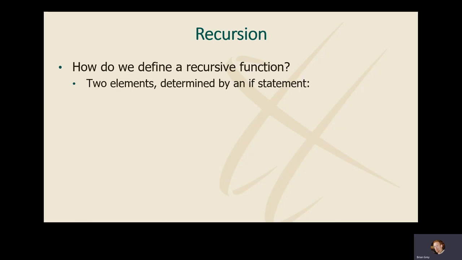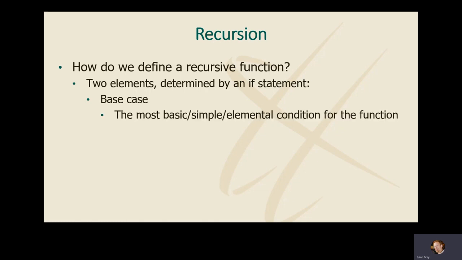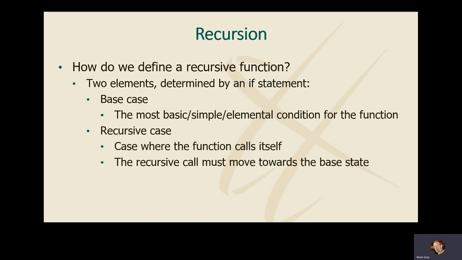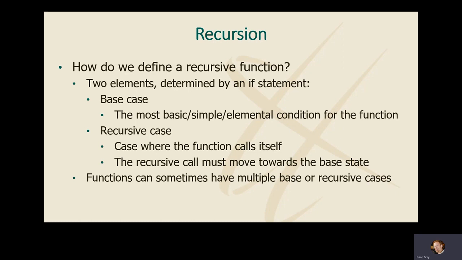They're separated by an if statement. So we have a base case, which is the most elemental condition for the function, right? It is the thing that we are trying to get to. It is the trivial case. And we have a recursive case where the function calls itself. And the goal of the recursive case is to move towards the base case. So these are the two aspects of it. Functions can sometimes have multiple base cases or multiple recursive cases. There's nothing against the rules about that.